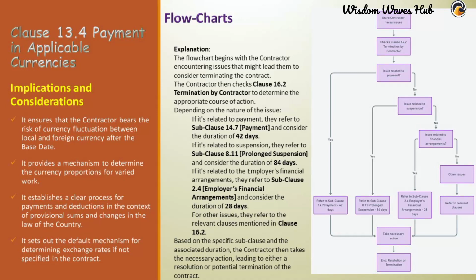Other issues. If the contractor's concerns don't fall into the above categories, they would then refer to other relevant clauses in the contract that might address their specific issue. Taking action. Once the contractor has identified the specific clause that addresses their concern and has waited for the specified duration without a satisfactory resolution, they can then decide on the next steps, which might include further discussions with the employer, suspending their work, or in extreme cases, terminating the contract. Conclusion. The flowchart ends with the contractor either finding a resolution to their concerns or deciding to terminate the contract, based on the conditions outlined in Clause 16.2.